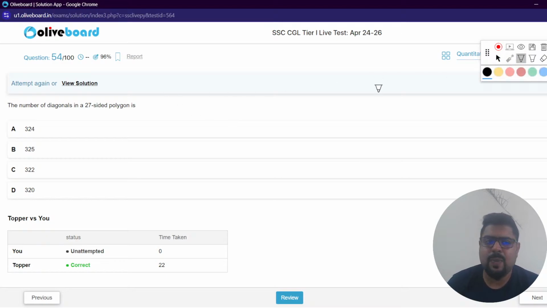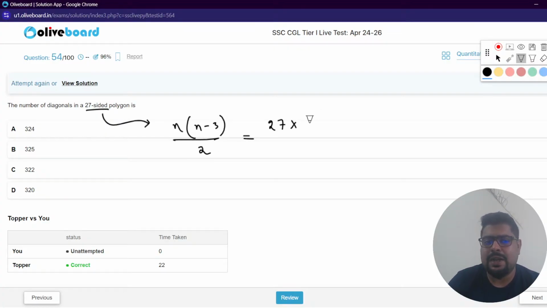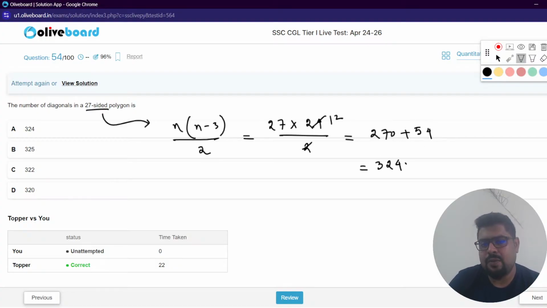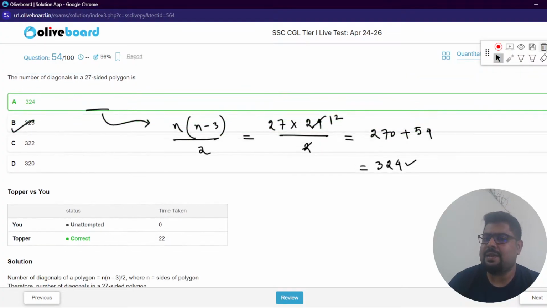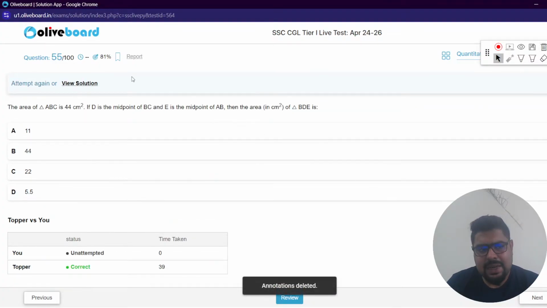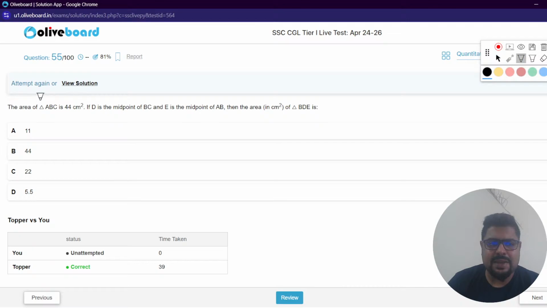Number of diagonals of this is n into n minus 3 by 2. Again, either you know it or you don't. 27 into 24 divided by 2, which is 27 into 12, 270 plus 54. That is 324, option number A. Again, very, very simple. Next one, sir. A simple question, ABC triangle.